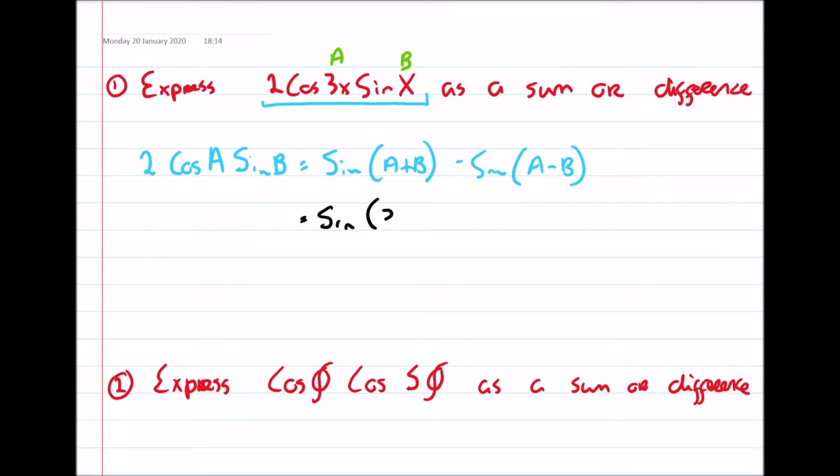So we'll be left with sine 3x plus x minus sine 3x minus x. And that will be sine 4x minus sine 2x. Okay, so that's that done.